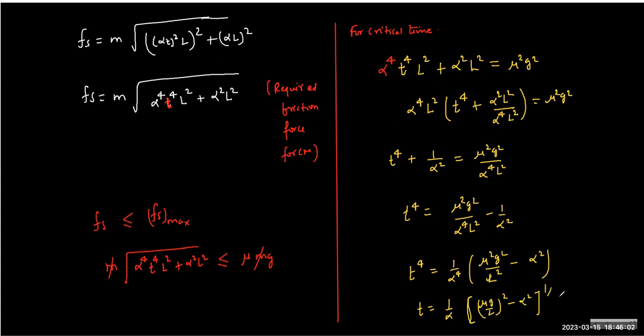So the moment you reach this critical time, the slipping will start. The nature of friction will change from static to kinetic. And it will no longer follow the circular motion. It will just go in some random path and will fall off the ruler or the scale. Is this clear?